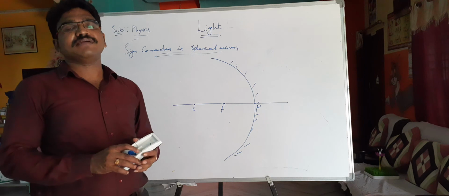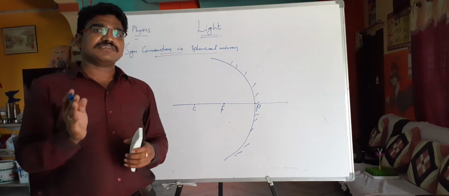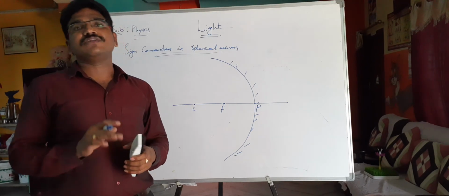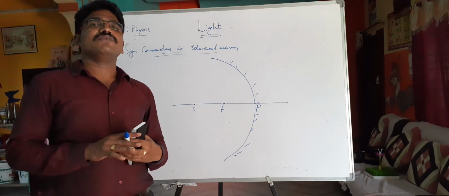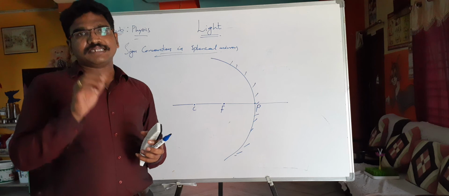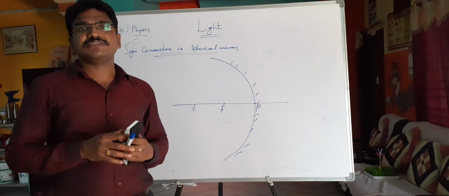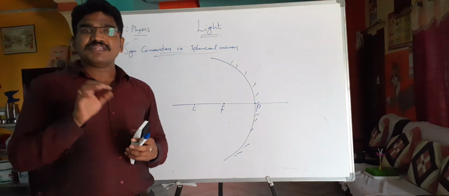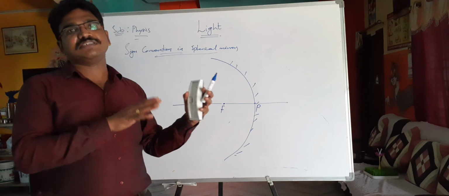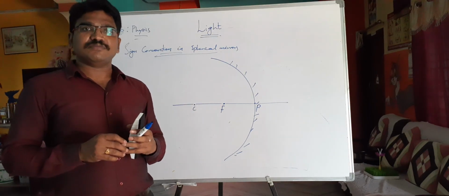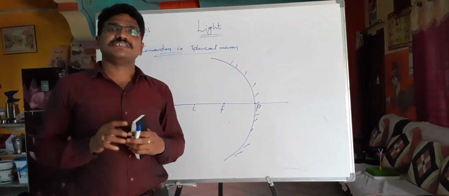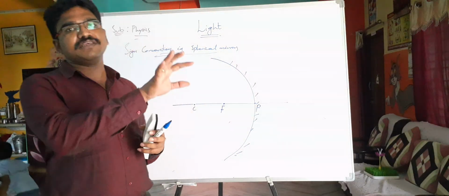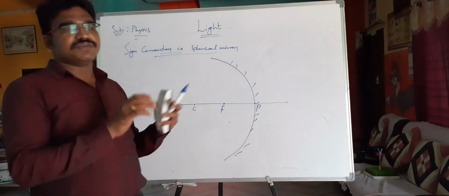At the same time we have seen real images and virtual images, and also erect images and inverted images. When we took the convex mirror, we always got an erect and virtual image, and also a diminished image, that is, the size of the image is less than the size of the object, and image distance less than object distance. These are the characteristics we saw in the previous lecture.